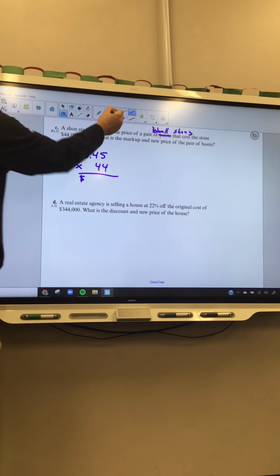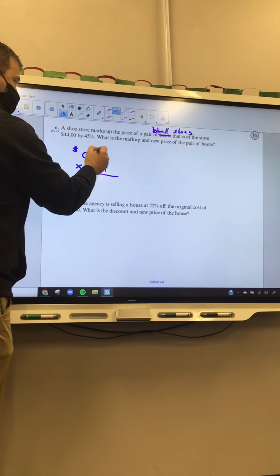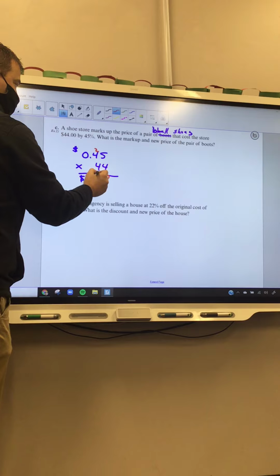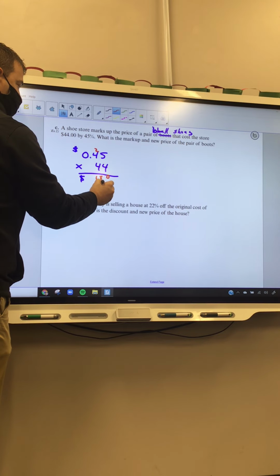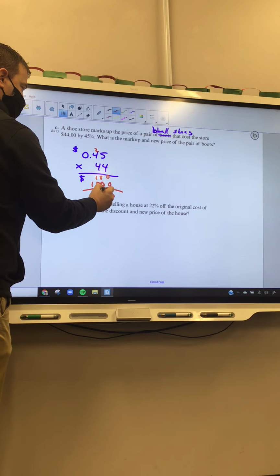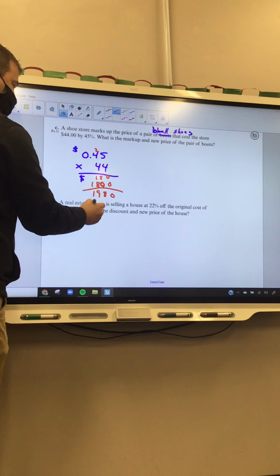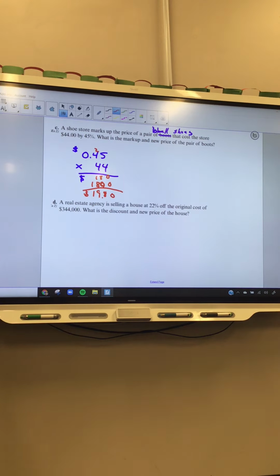I'll do it here longhand. 4 times 5, 20, 16, 18. 19.8. Good. I got the same thing. 19.8. Okay. So that's the 45% increase, a total of $19.80.